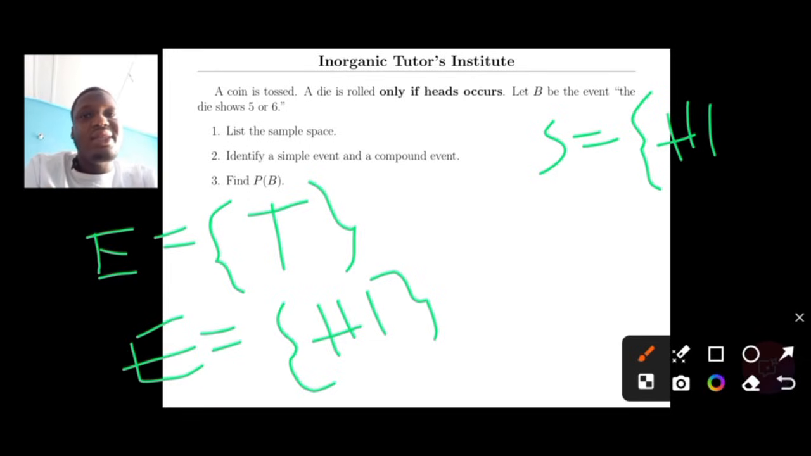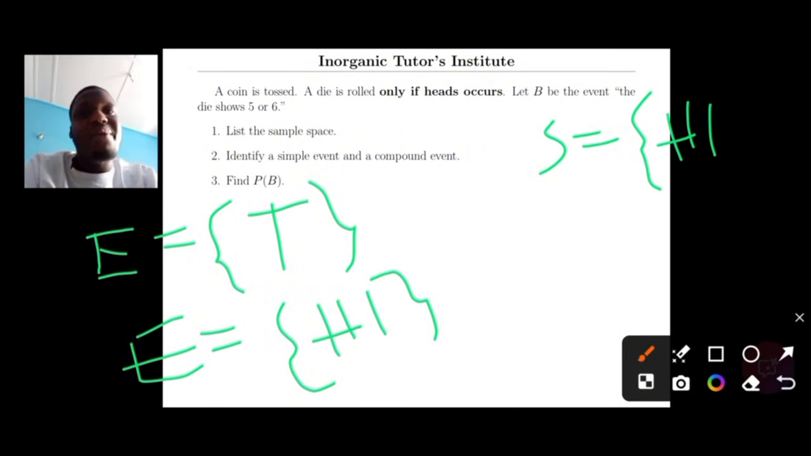This is a simple event because there's only one way you can achieve this. There are no two ways you can achieve this. It's only one way, and the only way is to get head here and get 1 here. Aside this, there's no way you can get it. Or for you to easily understand and not confuse yourself, remember, event is one element from the sample space. So just pick one element from the sample space and include it in your set.